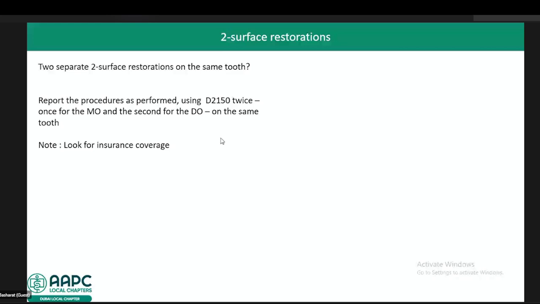Okay, so I discussed earlier the two surface restoration of the same teeth. For two separate surface restorations in the same tooth, report the procedure as performed, D2150 twice, once for the MO and second for the other surface on the same tooth. Okay, so you have to know the insurance coverage.